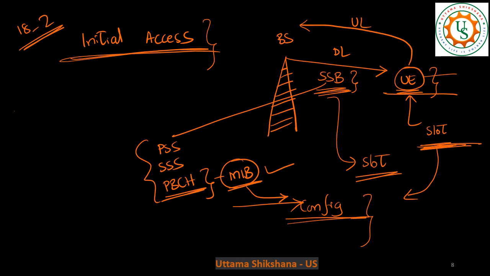Now after MIB, what is going to happen? I was telling that the UE should also synchronize in the uplink direction, right? So apart from these basic configurations, the UE should also receive some more configurations in order to proceed further. That information comes as part of the system information block, SIB. There are SIB 1, 2, 3, and it goes on.